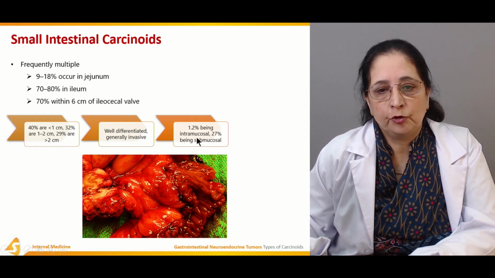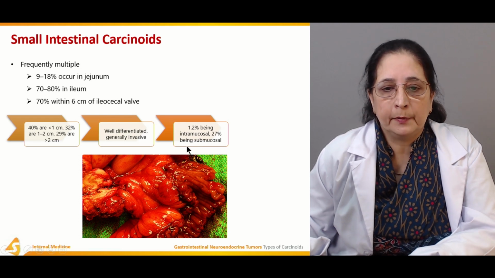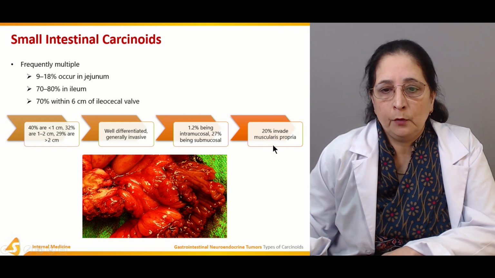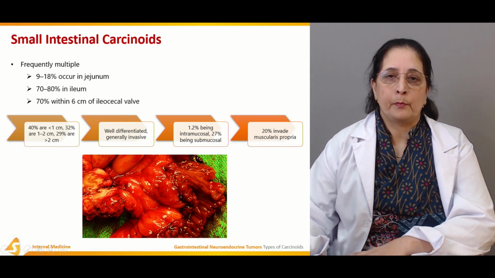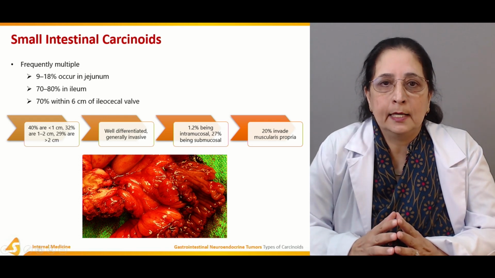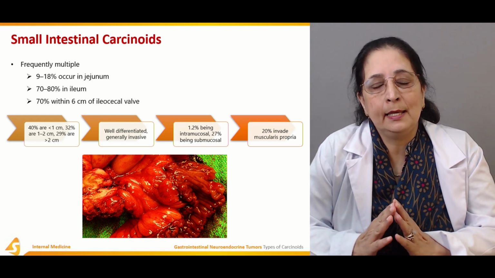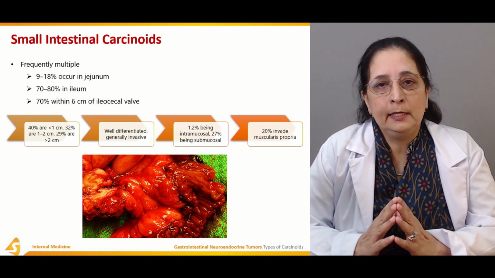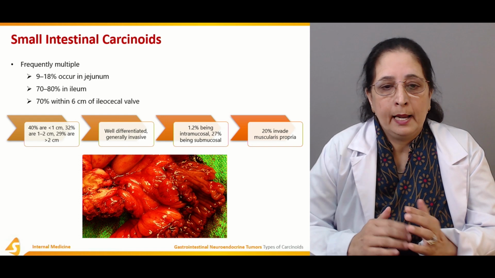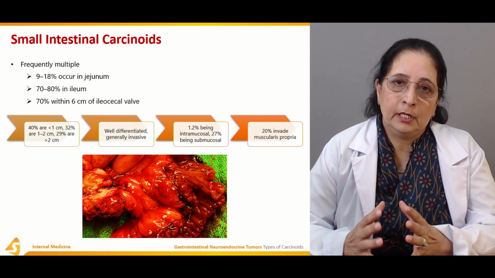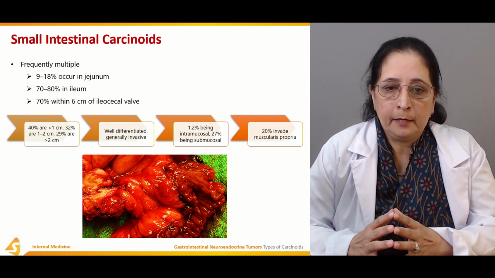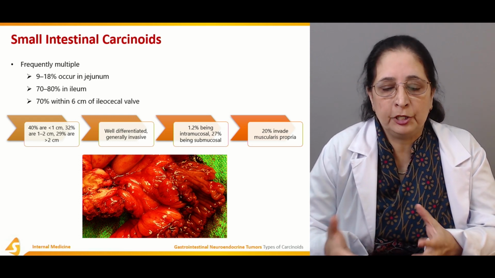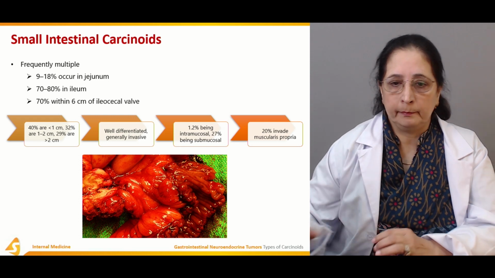1.2% being intramucosal, 27% being submucosal, 20% invade the muscularis propria. So small intestine carcinoid is mainly in the ileum within 6 centimeters of the ileocecal valve, and they are invasive but well differentiated, and as far as they are well differentiated, prognosis is good.